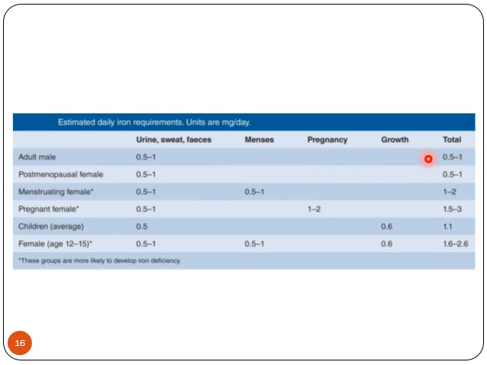Mainly for an adult female or a male it is from 0.5 to 1 milligram per day. For a menstruating female it rises to up to 2 milligrams. For a pregnant female up to 3 milligrams, and for the children it's 1.1, while in the adolescent female it's up to 2.6.